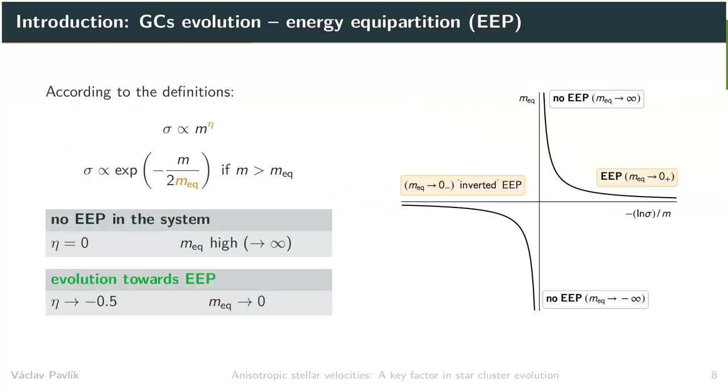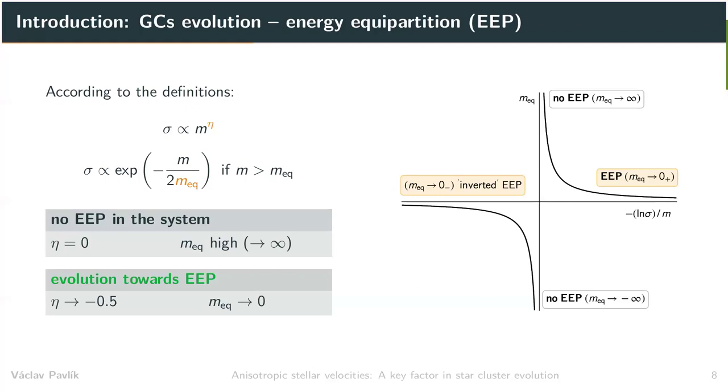Because it's inversely proportional, look here, you have the equipartition mass on the vertical axis and log of sigma over m sort of to satisfy whatever is here to have this linearly. And it's an inversely proportional relationship. So if you have no equipartition in the system, your MEQ is infinite. Basically, flat means infinite, 1/0, right? 1/0 is either plus infinity or minus infinity. So both of these are no equipartition.